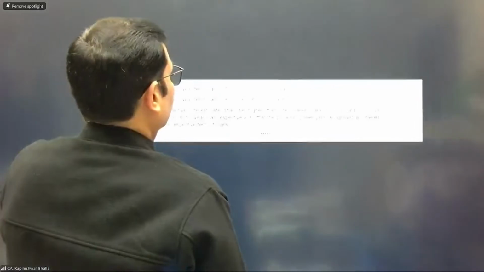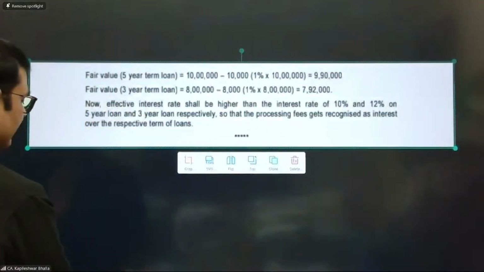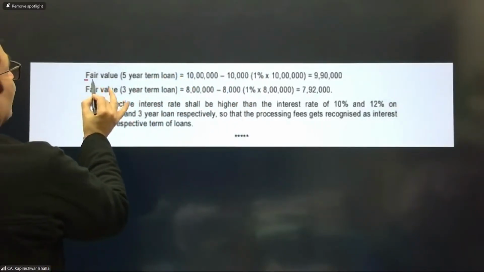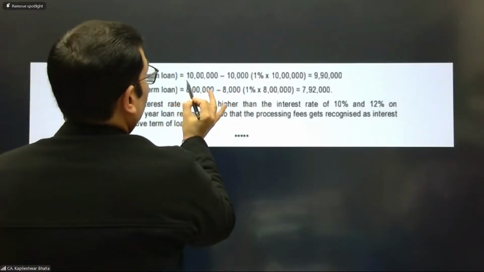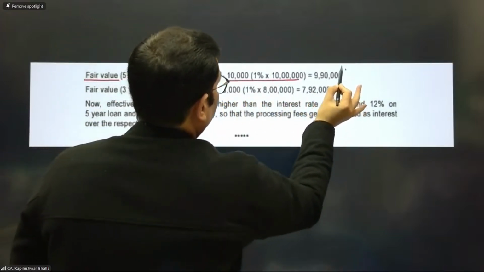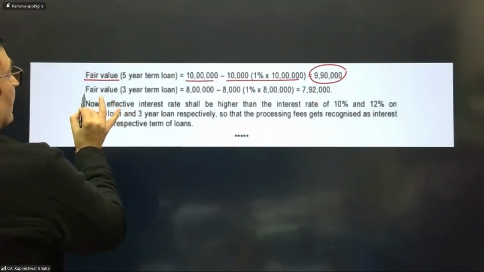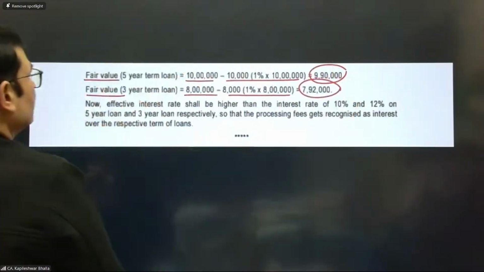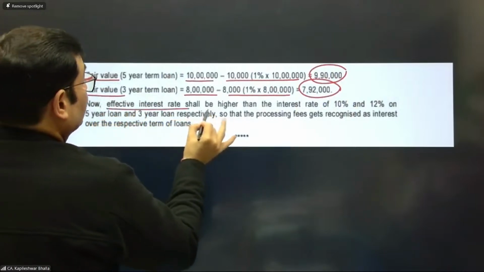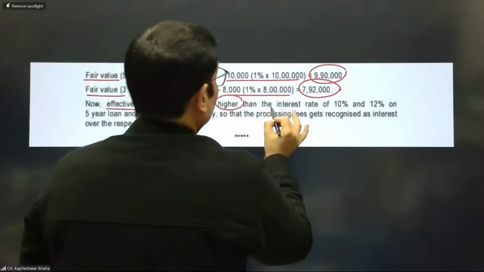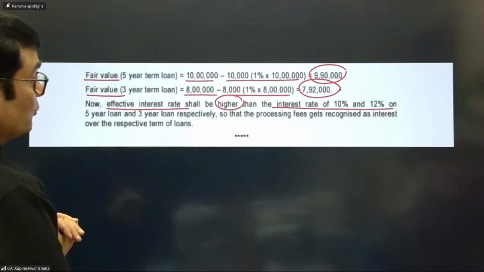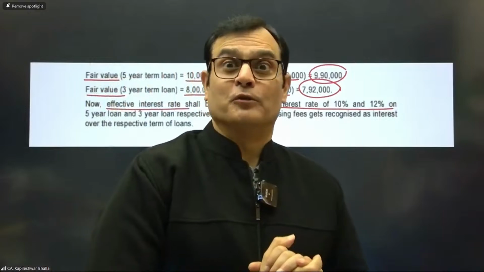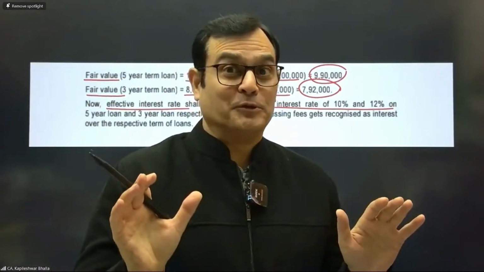So this is the net resultant which is given. We are given the fair value of the 5-year loan. This is the loan value minus the processing fee. This is initial recognition. The fair value for the 3-year loan is the transaction value minus the processing fee. And now the effective interest rate shall be higher than the interest rates of 10 and 12%. Of course, the computations have not been done. I didn't get any inputs on that. I presume I don't need to calculate the EIR for you.